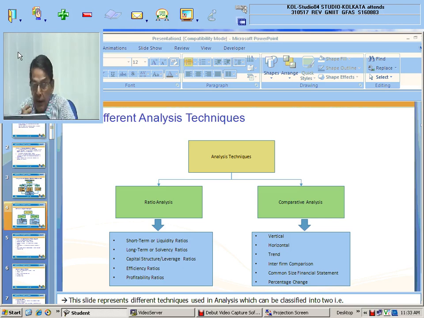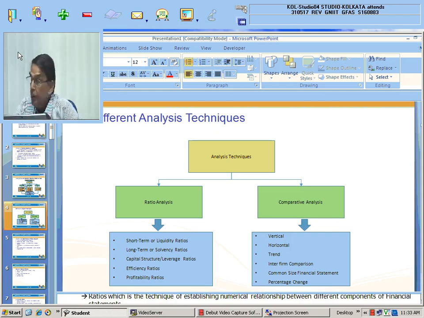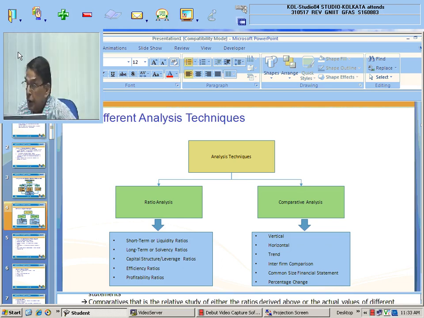So ratio is a technique of establishing a numerical relationship between different components of financial statements. Whereas comparative analysis is the relative study of either the ratios derived or the actual values of different components of financial statements, like a comparative study of current assets as a total or as a percentage of the asset side over a number of years, or current ratio comparison over a number of years or with the industry. So we will be discussing both kinds of ratio analysis and comparative analysis.